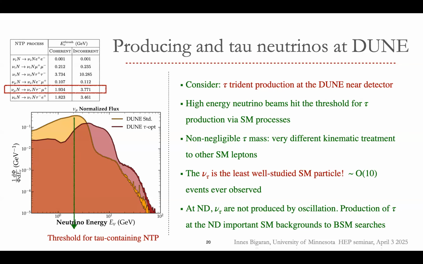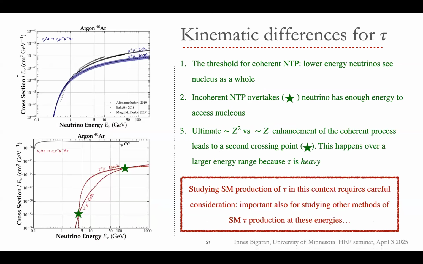And also the tau neutrino is the least well studied standard model particle. Perhaps we won't be able to study it through this process. But if we are able to produce, say, taus in the final state, the tau will decay. That means more sources potentially of tau neutrinos. And that's exciting. So at the near detector, taus are not produced by oscillation, but they can be produced in scattering. And in particular, perhaps we could produce them through this particular process. This is totally standard model.